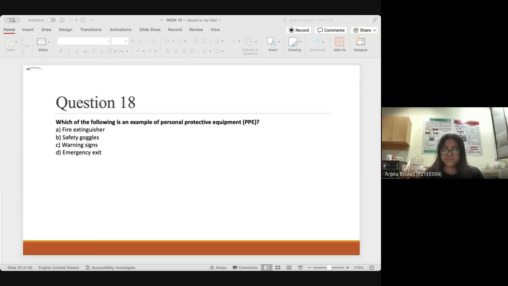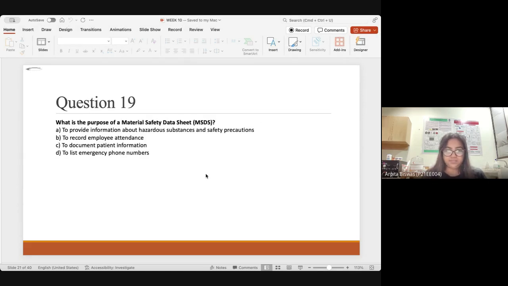So what is the right option? So the right option is option B, the safety goggles. Okay. So next move toward question number 19. What is the purpose of Material Safety Data Sheet (MSDS)? First option is to provide the information about the hazardous substances and safety precautions. Second, option B is to record the employee attendance. Option C is to document patient information, and option D to list emergency phone numbers.